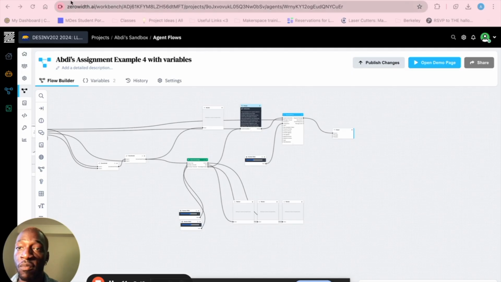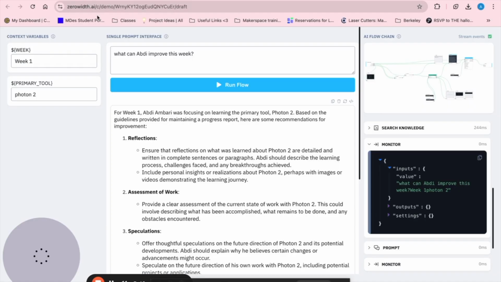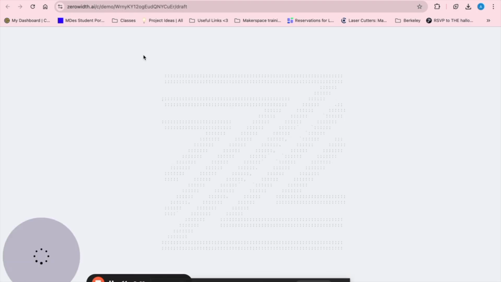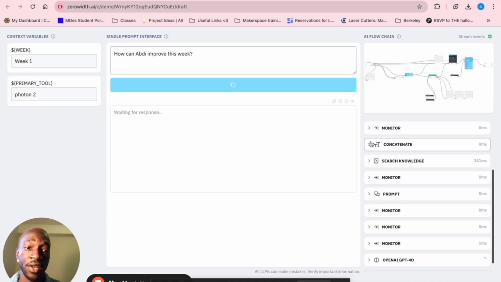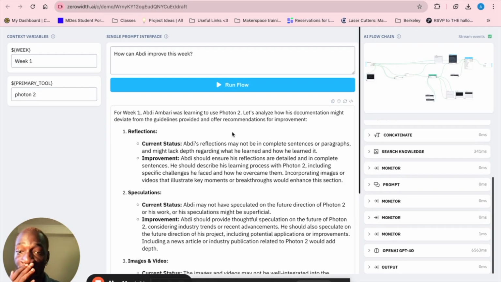The final demo of my project is as seen here. So I will ask it, how can I improve this week, with the variables already set to be week 1 and the primary tool set to be the specific tool. And after running, and as you can see here, all the components are being engaged, it provides exactly the recommendation that I'm looking for.